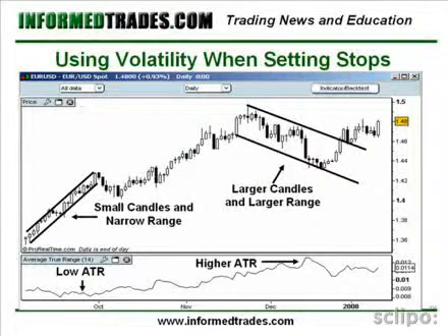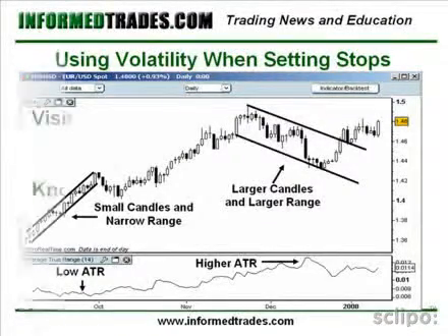So lastly, in addition to using the ATR to look at the volatility of one financial instrument, just a side note here is that you can also use the ATR to compare volatility between different financial instruments. So let's say you're looking at two currencies or two stocks, and you want to see which one's more volatile. You can look at the average true range numbers for each of those. It can give you an idea of which one's the more volatile instrument.